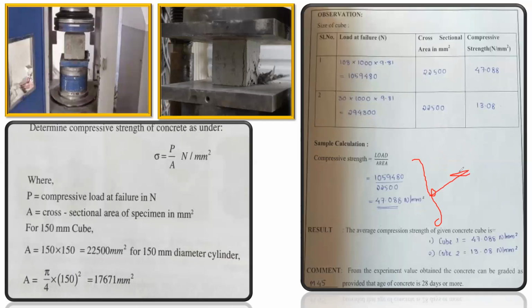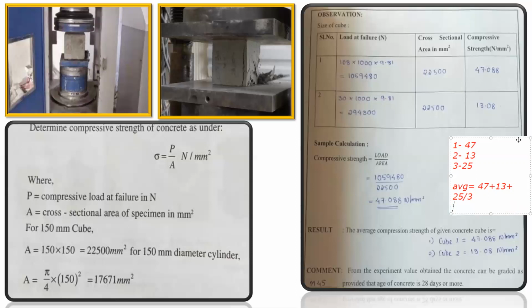So to put it in a better way, we'll quickly do that. Let us say in the first sample you got a strength of 47 Newton per mm square. In the second sample, it has got 13 Newton per mm square. And the third sample, you are getting some 25 Newton per mm square. Now try to take the average of this. The average will be 47 plus 13 plus 25. Since we are taking 3 cubes, we'll divide it by 3. And if I do it manually, I'll end up getting 47 plus 13 plus 25 divided by 3. So I'm getting 28.33. So 28.33 Newton per mm square is the strength of my concrete.